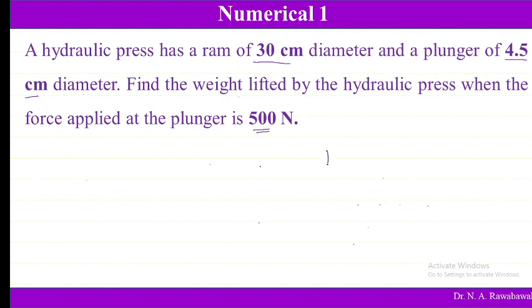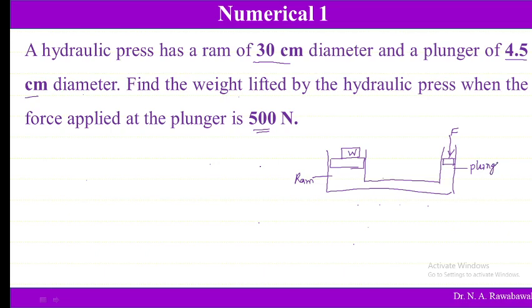So a hydraulic press is a device like this. It has a plunger and a ram. Here there is a piston on which weight W is kept, and here there is another piston over which force is applied. The larger cylinder is known as a ram, and the smaller cylinder is known as a plunger.